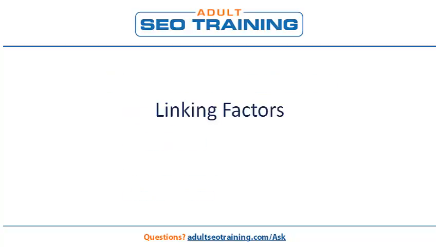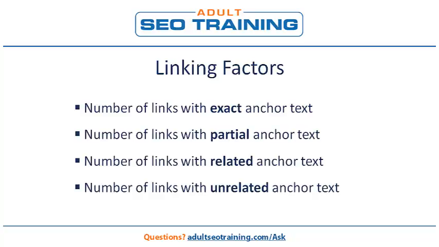Alright, so let's start with the first ranking factors on our list, which are the linking factors. And the first linking factors include the number of links with exact match anchor text, like porn movies, for example, the number of links with partial match anchor text, like amateur porn movies, the number of links with related anchor text, like XXX videos, and the number of links with unrelated anchor text, like click here or maybe continue.